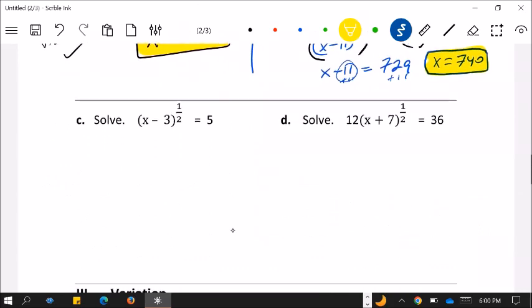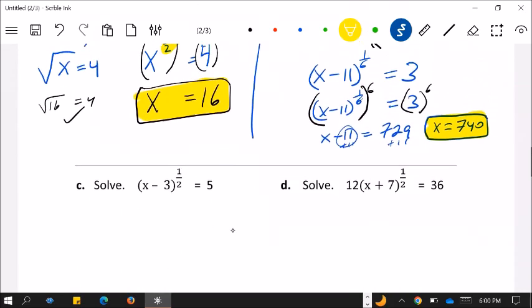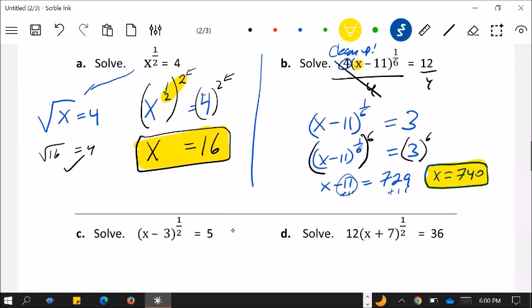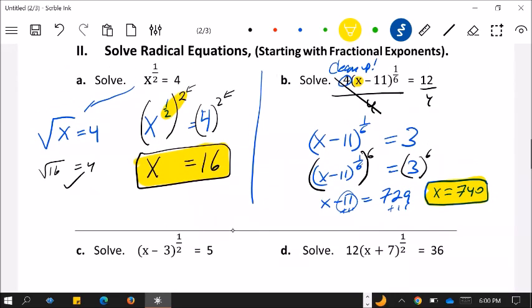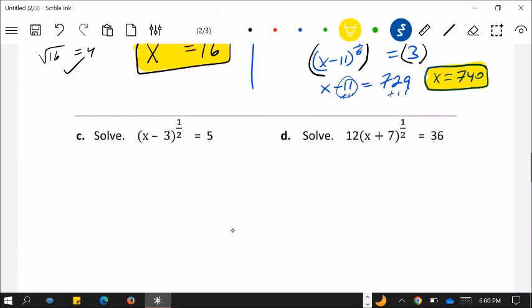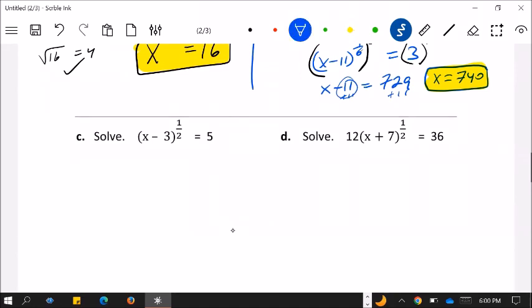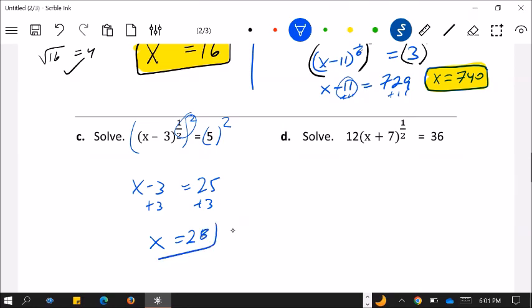And let's look here at this one, and we're going to do the same concept here. Let's see, this is really almost the same as B, and D is almost the same as well. But on this first one, C, we're not having to do any cleanup for it. Okay. So I'm simply going to square here and square here. So I have x minus 3, because 1/2 times 2 is 1. 5 squared is 25. Nice, simple, x equals 28.